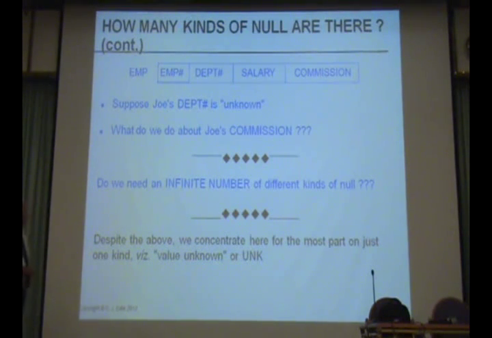Well, despite that depressing truth, for the rest of the presentation, I'm going to concentrate on just one kind of null, on the principle that if we can't handle one kind of null satisfactorily, we may as well forget the infinity case. And now, to make it very definite, it's the value unknown kind of null. I'm going to call it UNK for unknown.